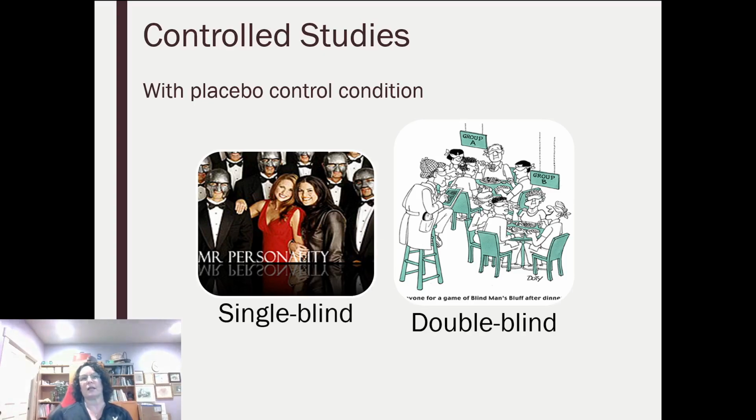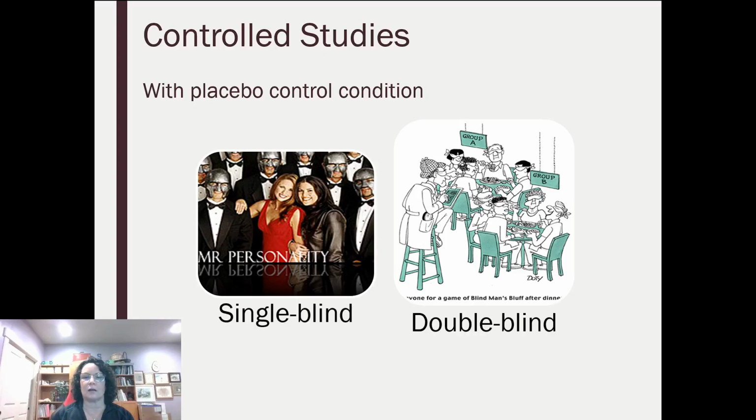Just for shorthand, just to clarify, always the participant is blind. So every study that you can ever think of is at least single blind. Sometimes we have double blind studies. There are a lot of reasons for having double blind studies.